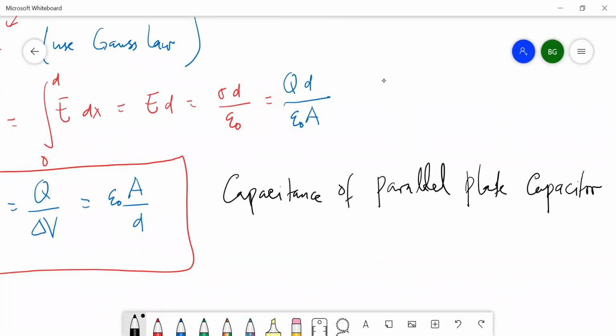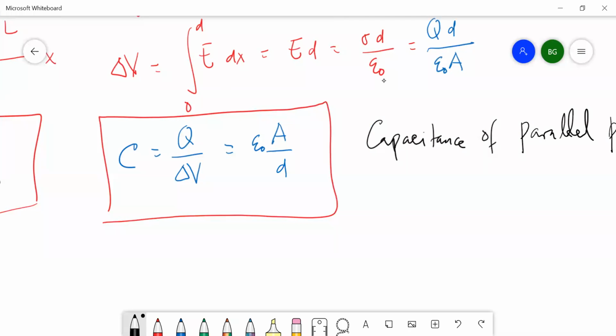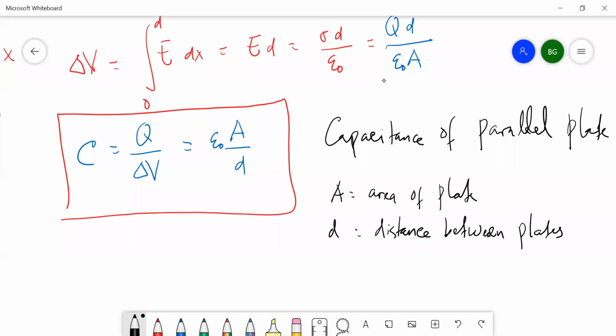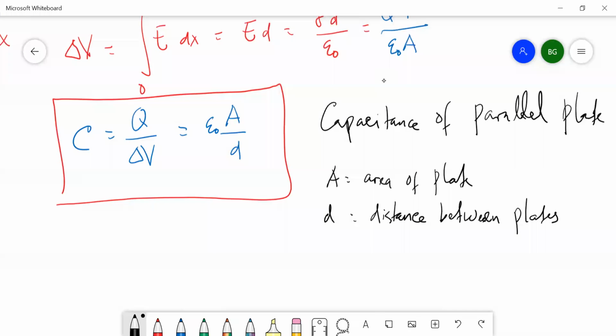So you see that the capacitance only depends on the geometry of the capacitor. What is the geometry? For example, A is the area of the plate, and d is the distance between the plates. This is the simplest case. Any question? Not yet, sir. Okay, clear? Okay, good.